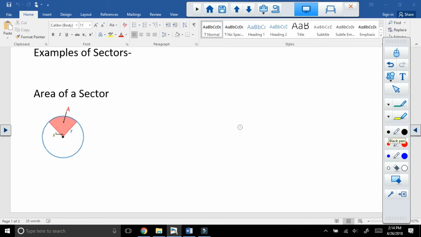The next thing we're going to do is look at sectors, and sectors are just portions of the circle. So I'm going to write some examples. Maybe you guys can think of some too and then share them with me later. For some reason I always think of things like a piece of pie or a piece of pizza.